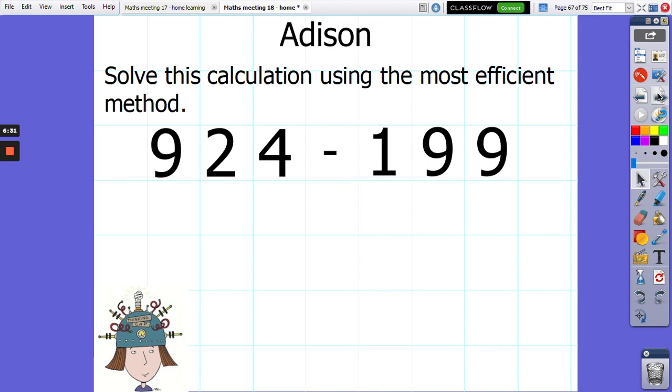Okay, we're going to solve this subtraction calculation now using the most efficient method. Haven't done this one for a while, so let's see if we can do it. 924 subtract 199 using the most efficient method. Off you go.